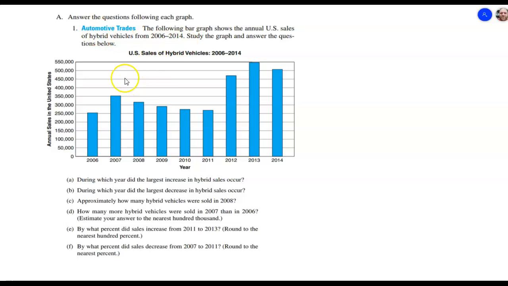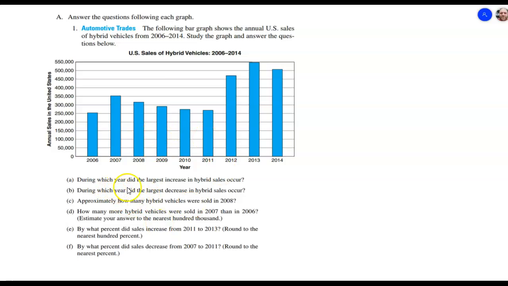So in this case, taking a look at a bar graph here, the question says, the following bar graph shows the annual U.S. sales of hybrid vehicles from 2006 to 2014. Study the graph and answer the questions below. Notice that they put the years, and they'll usually do that. If one of our variables is time, that will often go on the horizontal axis, the left and right one. And then here is the annual sales in the United States. So this is how many hybrids were sold during that year. So let's go ahead and see if we can answer some questions and read these graphs.